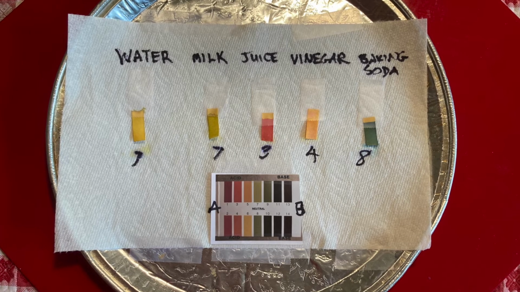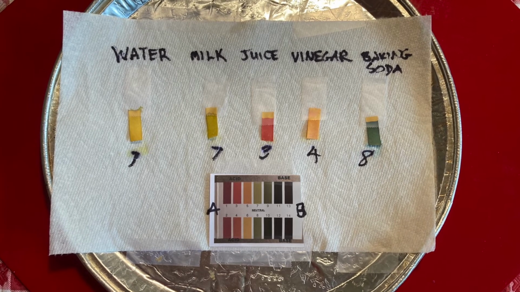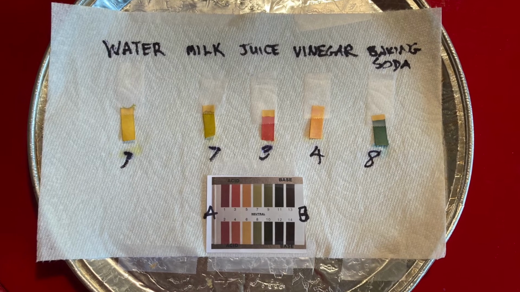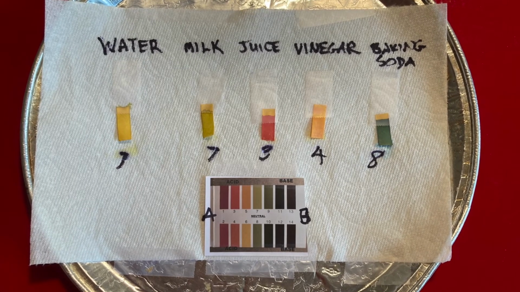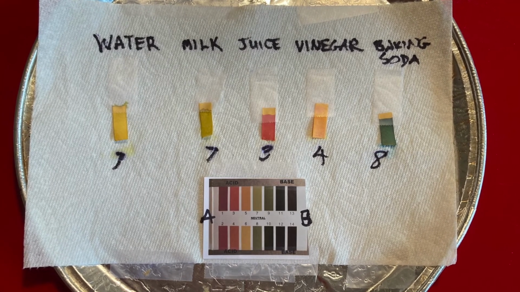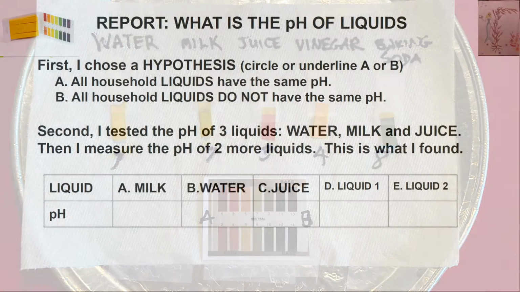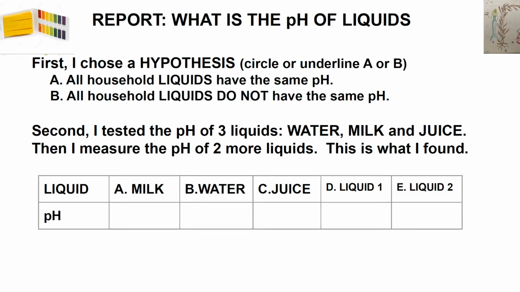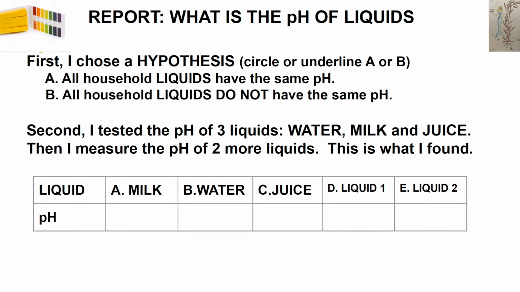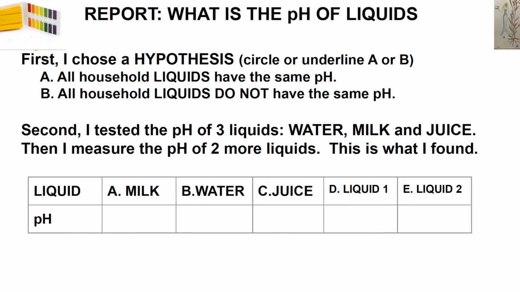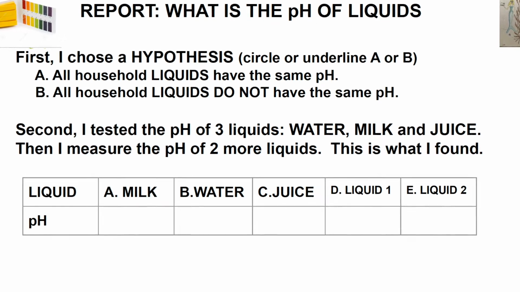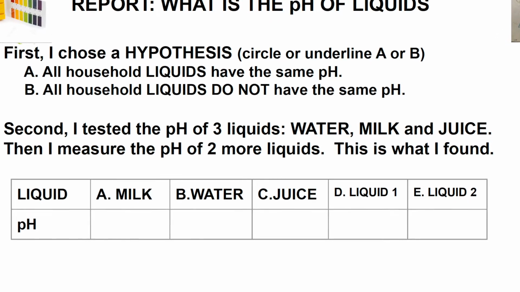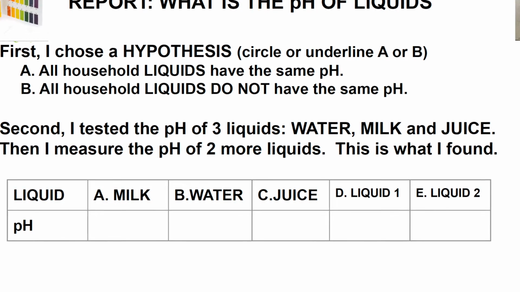This is what it looked like when I finished my experiment. I tested water, milk, juice, vinegar, and baking soda. In my lab book, I would circle hypothesis B, all household liquids do not have the same pH, then record the pH that I saw when I did my testing.